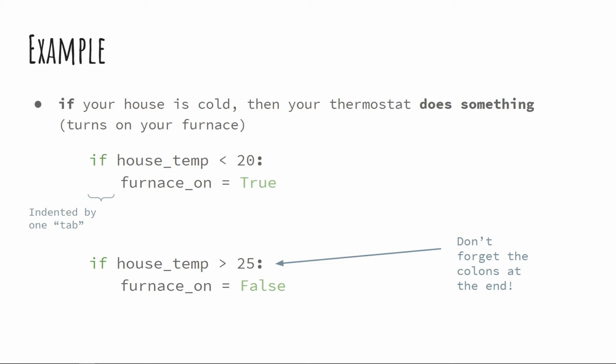Note that the line furnace on is indented by 1 tab from the line if house temp is less than 20. Then after that, we have another if statement that says if house temp is greater than 25, furnace on equals false. So this is if your house is too hot, turn off the furnace. It's very important that you don't forget the colon at the end of the if condition line. That tells processing which is the code that you actually want it to only run if the condition is true. It tells it where to stop looking for the condition.